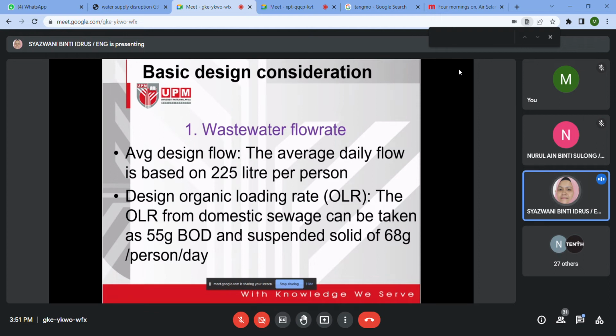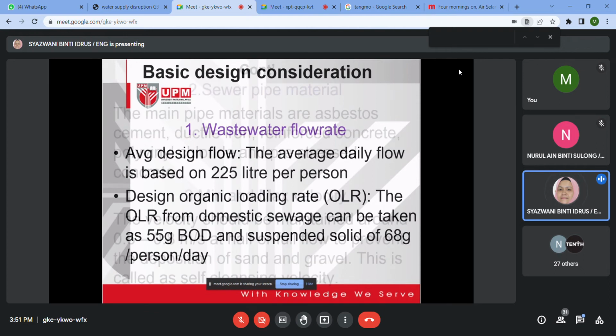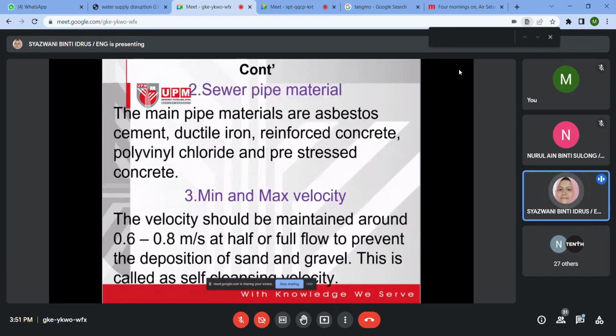Primary treatment process. Okay, sewer pipes material. We do have a few sewer pipe materials. It depends on the size as well as the slope. The selection of material is also dependent on the size as well as the slope.